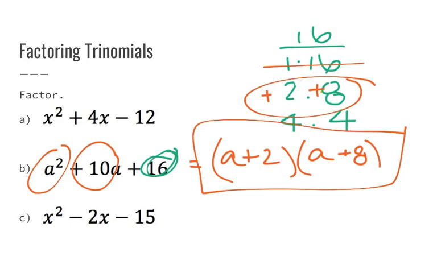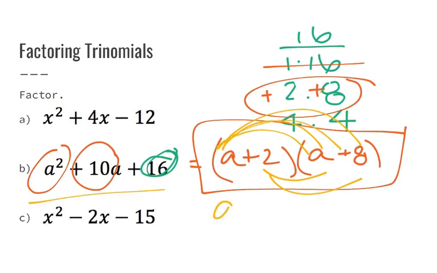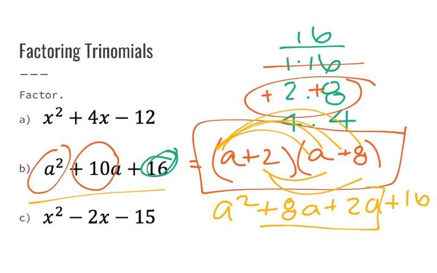Keep in mind, if you're ever iffy or not sure that you did it right, you can always FOIL this back out and make sure that you've gotten the original problem. So if I FOIL this back out, a times a is a squared, and then I'd have plus 8a plus 2a plus 16. And then these like terms combine together to get me 10a, which matches exactly that original problem. So I would at least FOIL it out in your head.